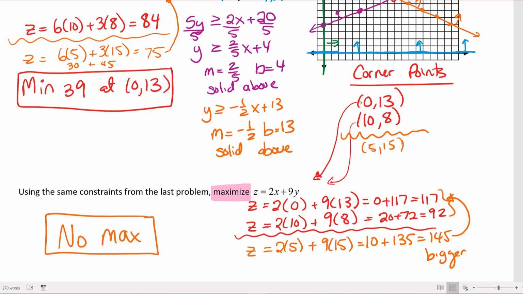So some books might say no solution for this problem. If you don't have a max, you might need to write no solution. And this concludes our lesson on solving linear programming problems graphically.